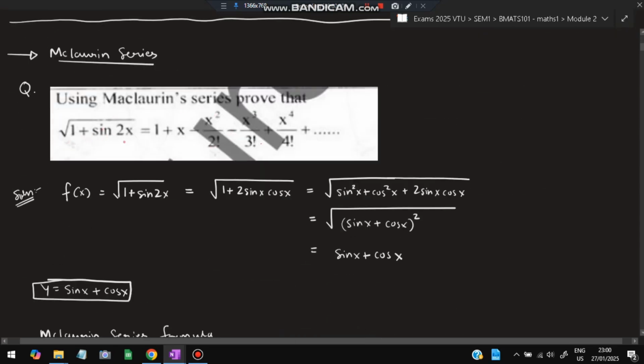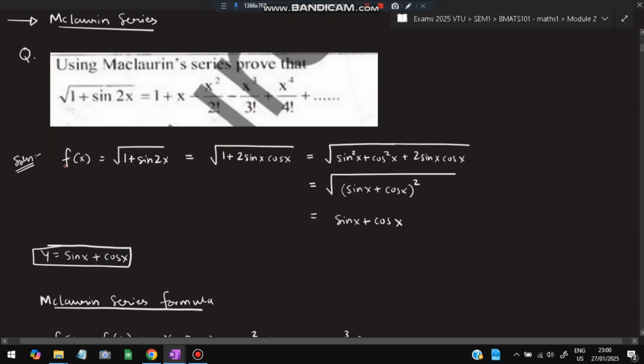There will be a formula given. This is called f of x. When we use Maclaurin series and expand, we should get this answer. That is the aim. Now f of x is given as this one. What is 1 plus sin 2x?